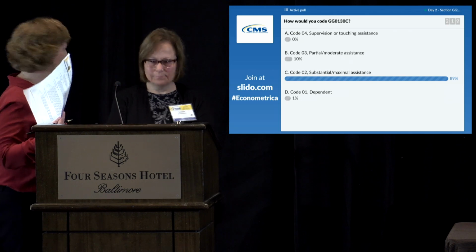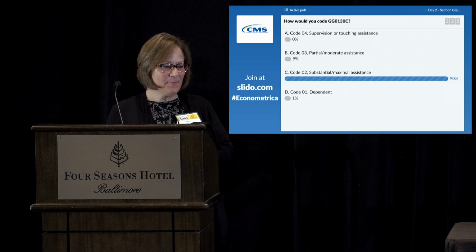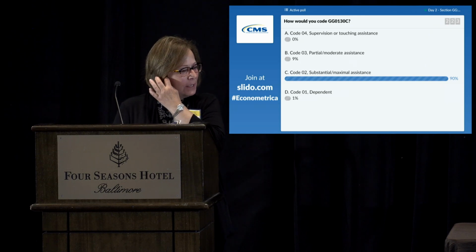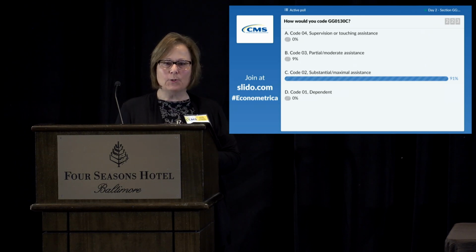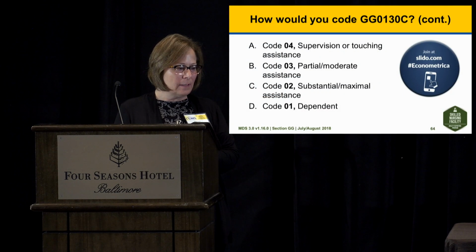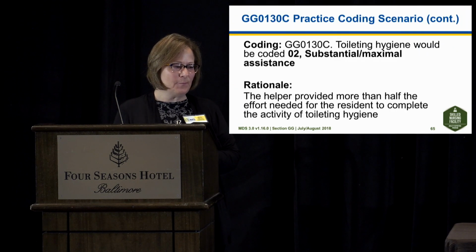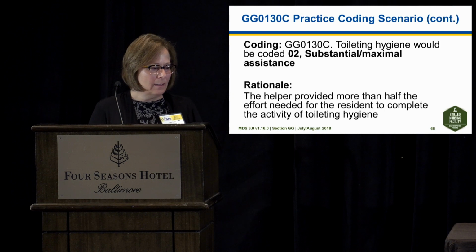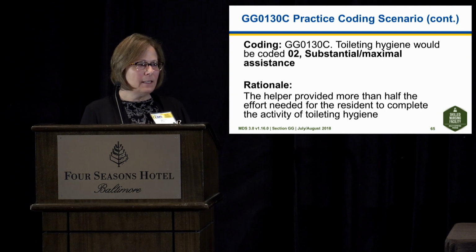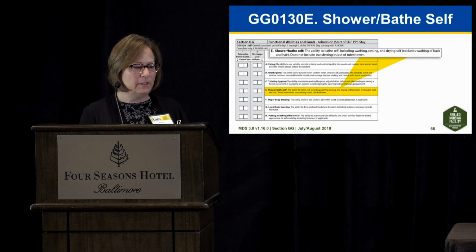Okay, it looks like voting is pretty good, and I think the majority of folks have selected code 2. And code 2 is the correct answer. Great. And that's, as Anne indicated, and as you have all agreed, the helper provided more than half the effort needed for the resident to complete the activity of toileting hygiene.